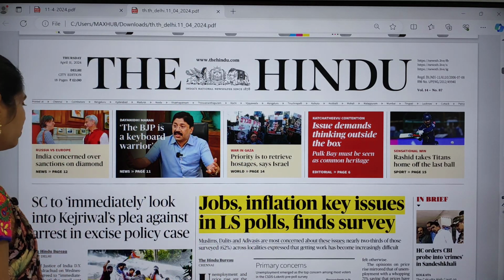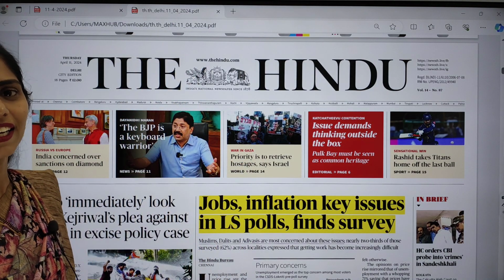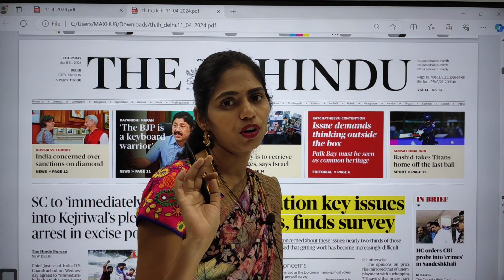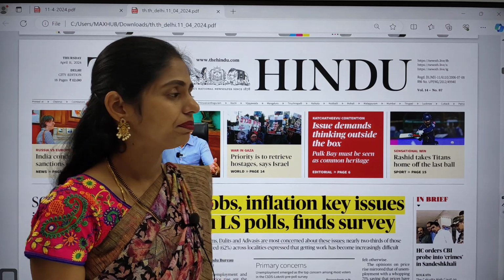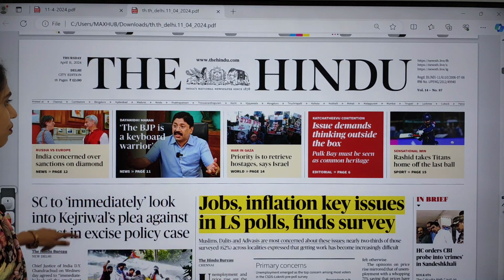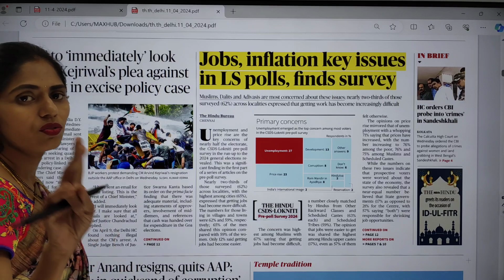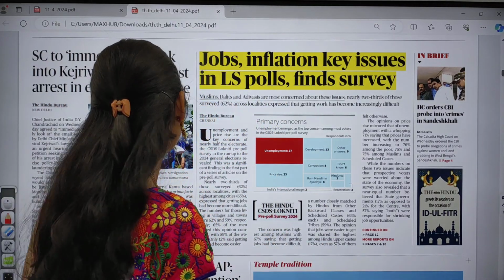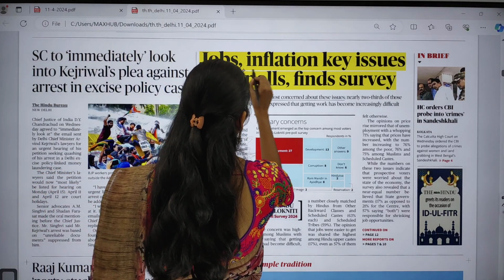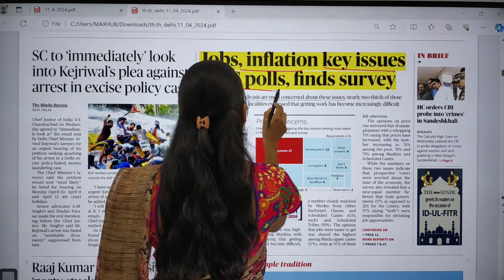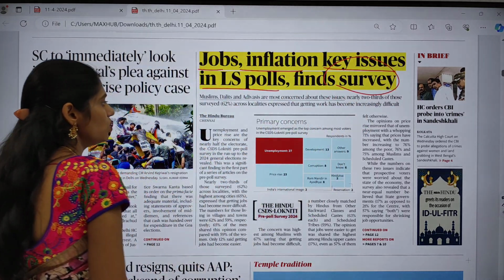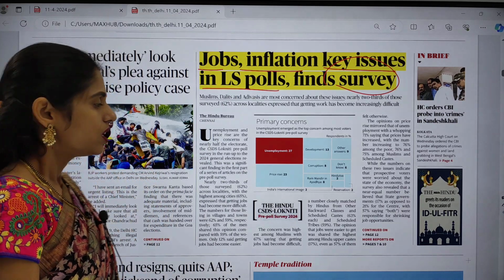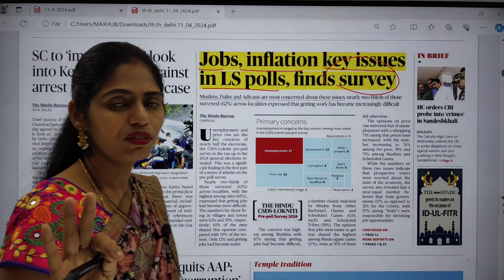So without wasting any time, let's get started with our analysis. There are very few articles in today's paper which are important from our examination point of view. This is the front page of The Hindu, and there are two relevant articles on it. The first article is "Jobs, Inflation Key Issues in Lok Sabha Polls, Finds Survey". Recently the CSDS-Lokniti pre-poll survey was done, and here there are three words you have to focus on.